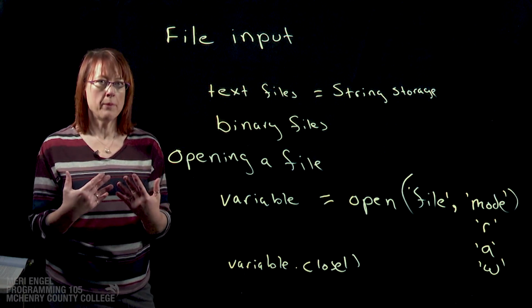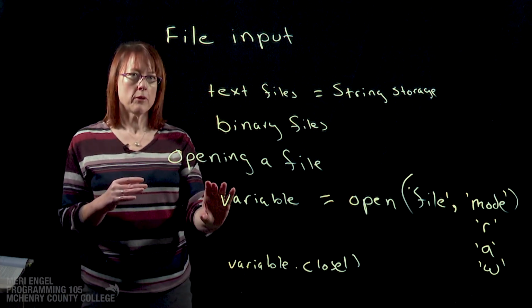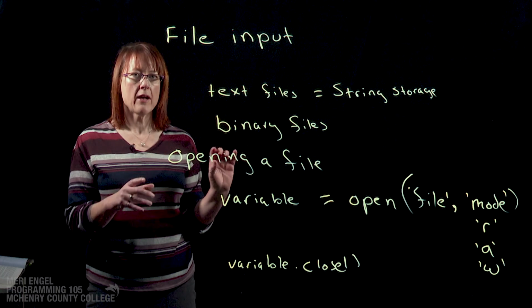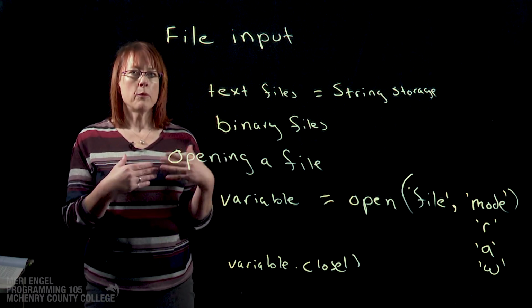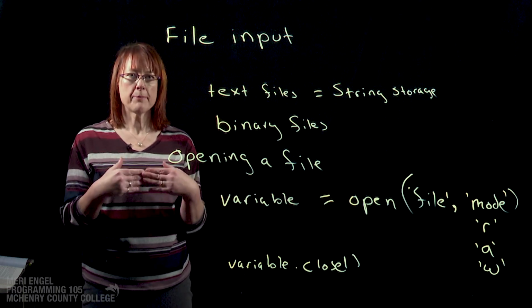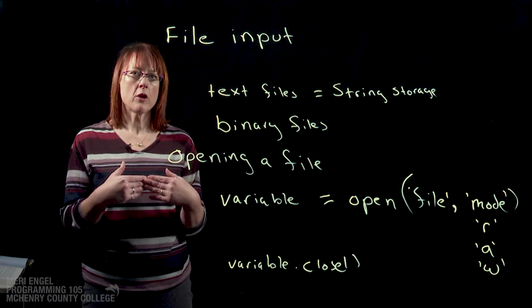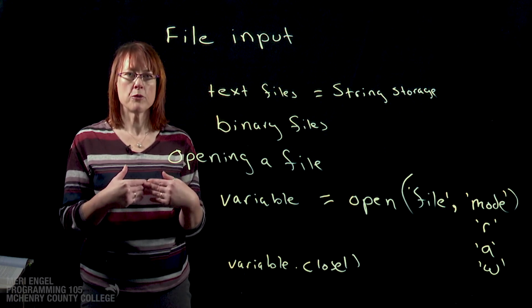So if we want to open a file where we can use it, we're going to create a variable that refers to that file object. And we're going to start talking about objects now. We'll be creating our own objects coming up, but objects have special functions which are called methods. A method is a function that belongs to an object.